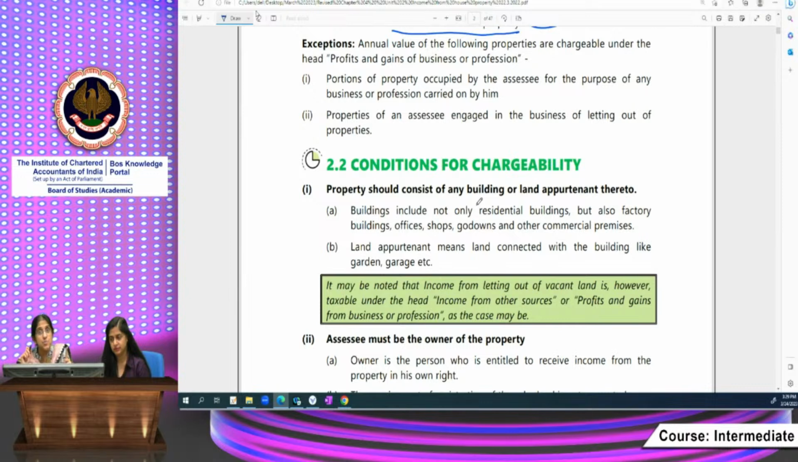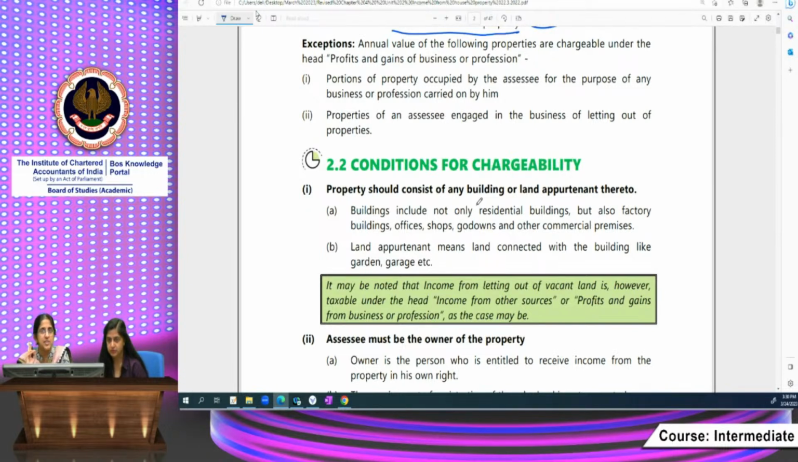In that case, what happens? That property is my stock in trade, and my business is to sell the property. My business is not letting out of properties. My business is to build properties, construct and sell them. And in the meanwhile, till the time I sell the property, I'm letting it out. Or one or two flats I keep for letting out. So in such a case, that income will be under the head income from house property only. That will not be chargeable under profits and gains of business or profession.